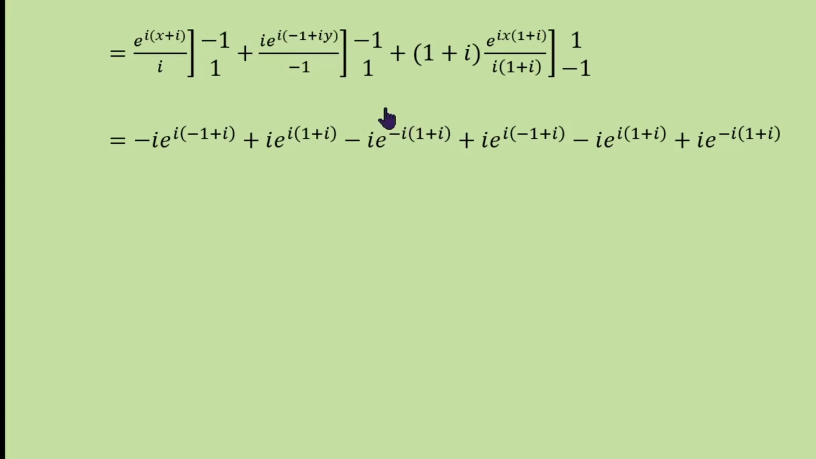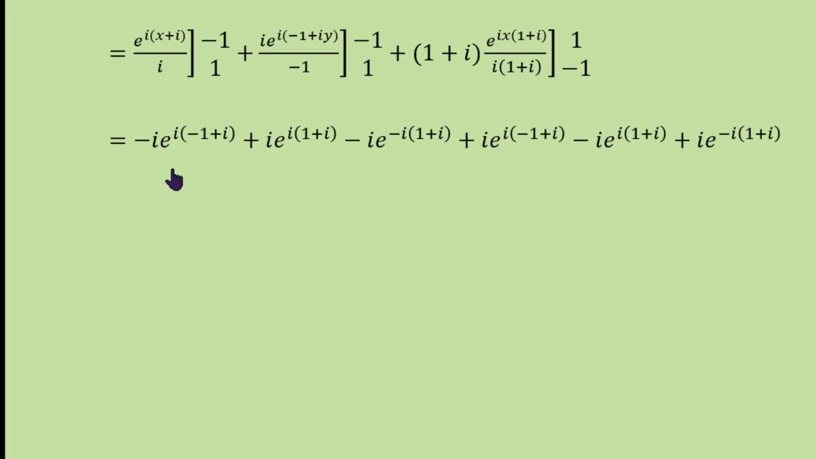Minus lower limit is 1, but here it is minus, therefore it becomes plus i into e power i into minus 1 plus i. Minus 1 plus i. And the last one, here 1 plus i is cancelled. Cancel 1 plus i. 1 by i is minus i. Upper limit value is 1. Therefore, minus i into e power i into x value 1, 1 into 1 plus i, minus lower limit value is minus 1. Therefore, minus of minus, plus i into e power minus i into 1 plus i.